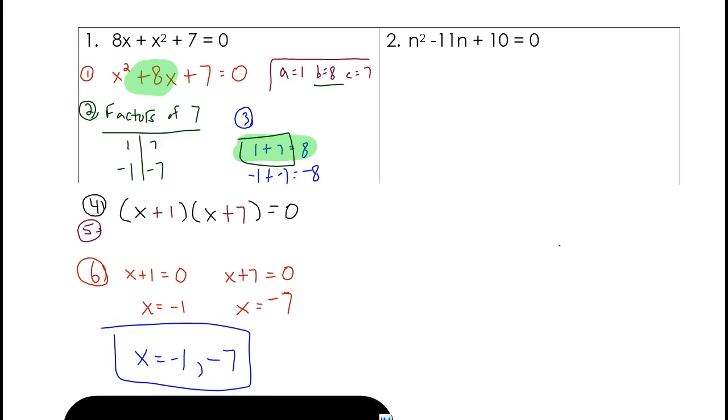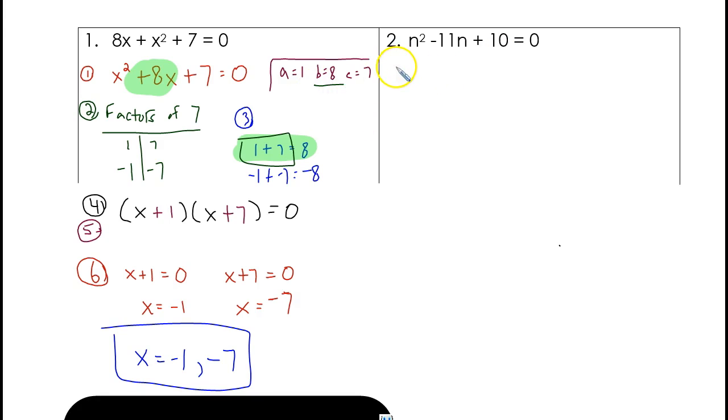That is our solution. So from here on out, I'm not going to list out every step along the way, but we're still going to use those same steps to solve these quadratic equations. So first we check to see, is it in standard form? The n squared is first, the n is second, and the constant is third, and it's equal to 0. So that is a check.